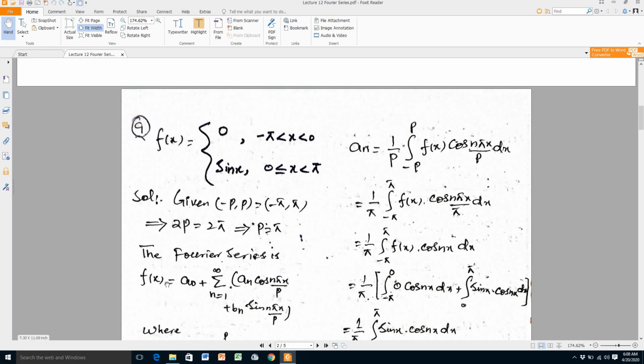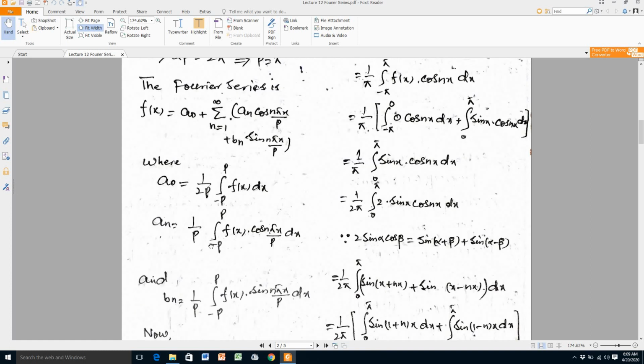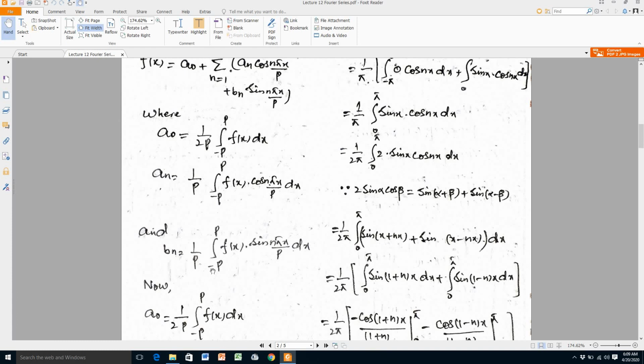And the Fourier series is f of x equal to a naught plus summation n equal to 1 to infinity of a n cos n pi x over p plus b n sine n pi x over p. As you know, a naught, a n and b n are called the Fourier coefficients. Here are the values of these Fourier coefficients. a naught is equal to 1 over 2p integral from minus p to p of f of x dx, and a n is equal to 1 over p integral from minus p to p of f of x cos n pi x over p dx, and the third one, b n, is equal to 1 over p integral from minus p to p of f of x sine n pi x over p dx.